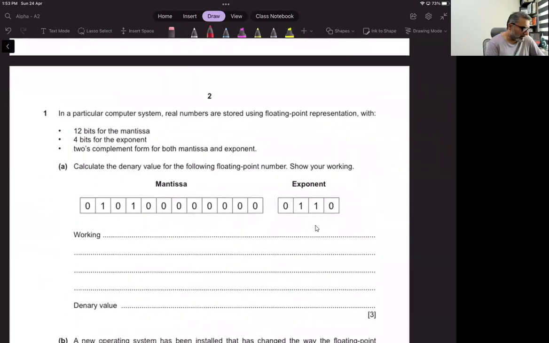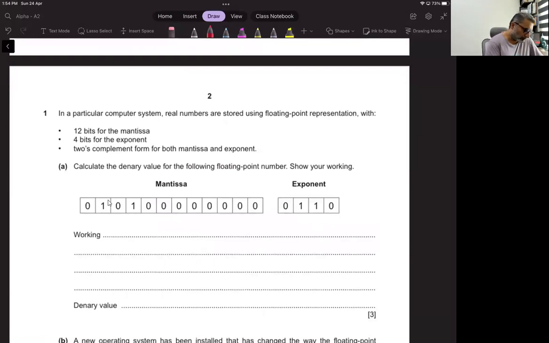In a particular computer system, real numbers are stored using floating point representation with 12 bits for mantissa and 4 bits for exponent, two's complement form for both mantissa and exponent. Calculate the denary value for the following floating point numbers. Show your working. So this is a positive floating point number, which is normalized as well.